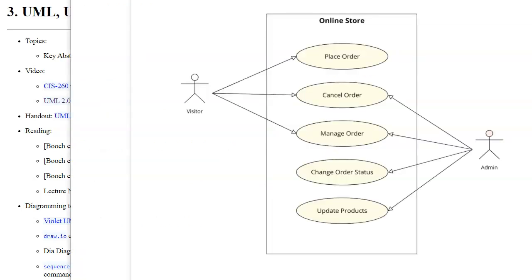Here is an example of a use case diagram in some online store ordering system. Here, in a pretty concise manner, we specify what operations are available to a visitor and administrator of the system, and we have a list of major functions or use cases such as place order, cancel order, and so forth. So this is an example of a UML use case diagram.